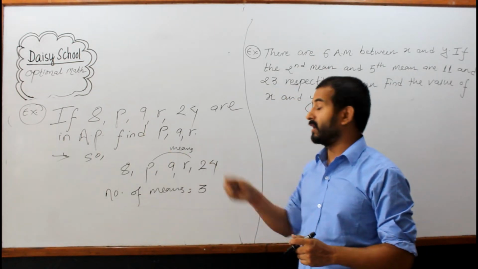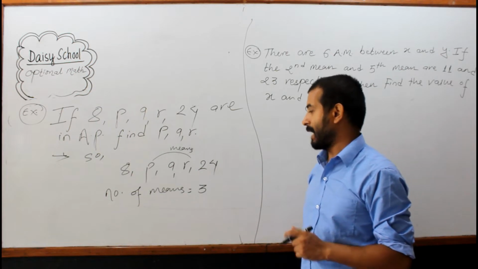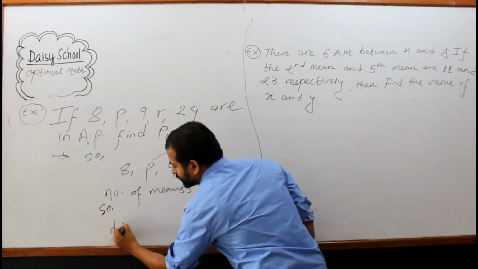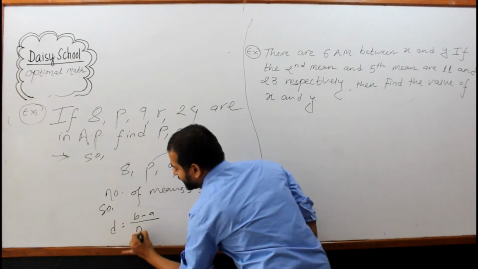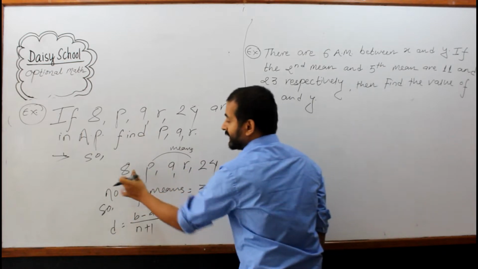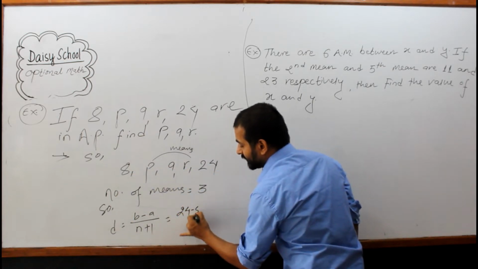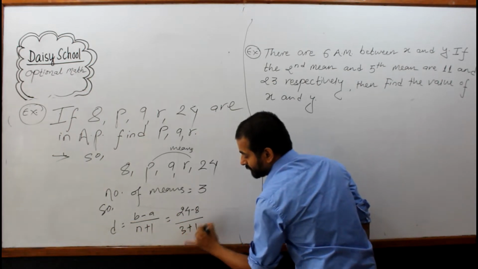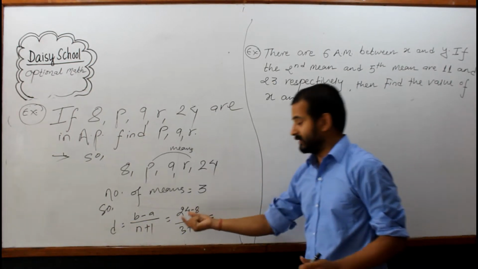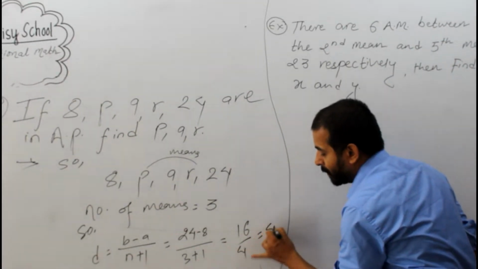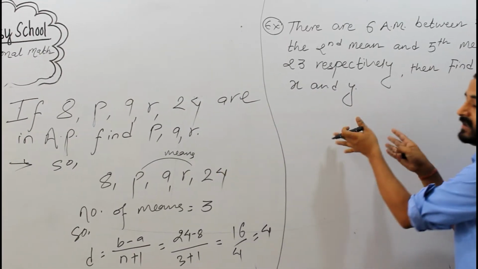Now you have to find the common difference. How to find the common difference? Look here. D equals B minus A divided by N plus 1. My dear students, B minus A is 24 minus 8, and N is the number of means, 3, plus 1. So what is the result? 24 minus 8 is 16, divided by 4, and it is 4. D is 4.